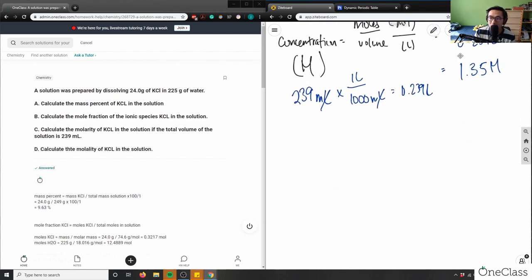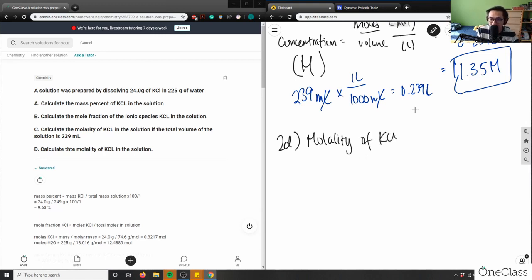And let's do D now. Almost done with one problem. It's a long problem. It's 2D, and it's asking us for the molality of KCl in the solution. So we talk about this concept of molality. What is the concept of molality? We know that molality is a small m, but not to be confused with mass. So I'm just going to write it out.